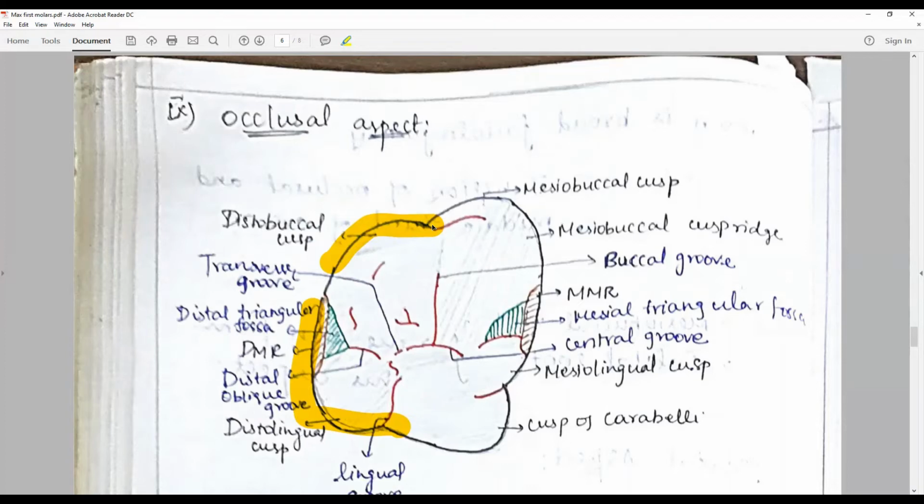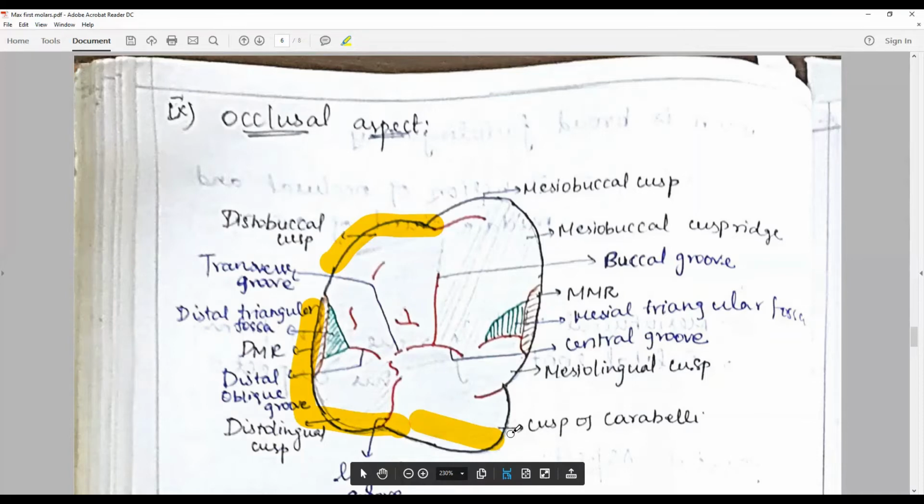The outline is wider buccolingually than mesiodistally. The mesial and distal outlines are crossed by the mesial and distal marginal grooves, and they divide the tooth into two equal halves. The buccal margin, the facial outline or buccal outline, is divided into two parts by the buccal groove, and the mesial portion is longer than the distal portion. The mesial portion is longer than the distal portion, making the distal cusp sharp.